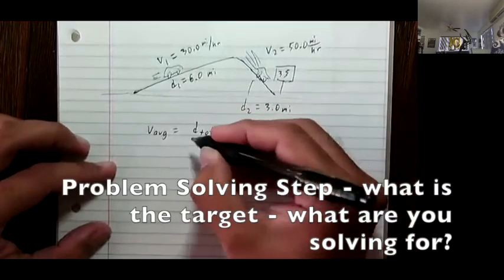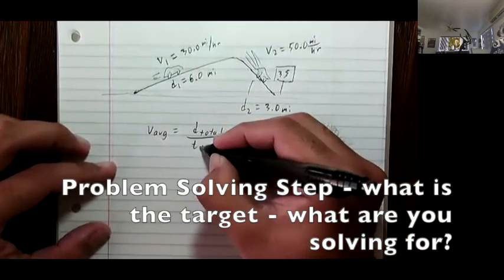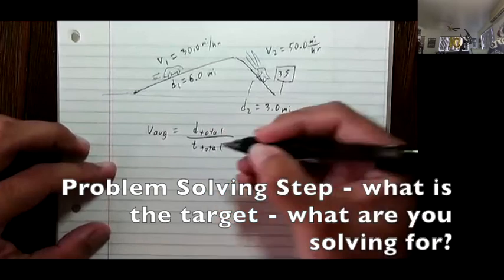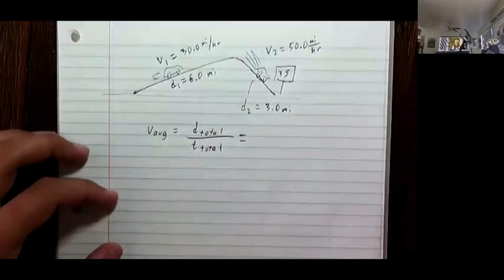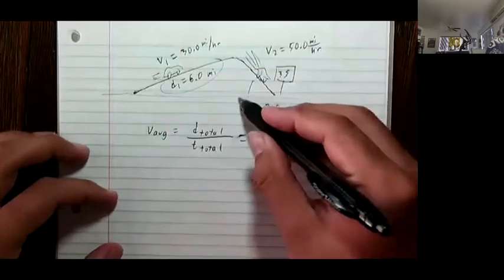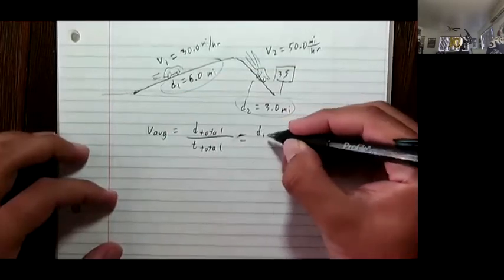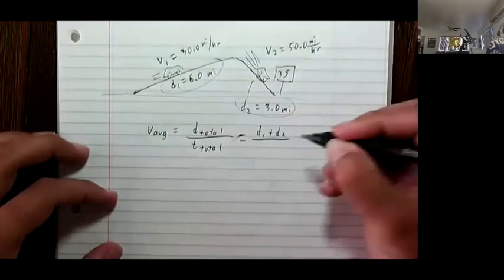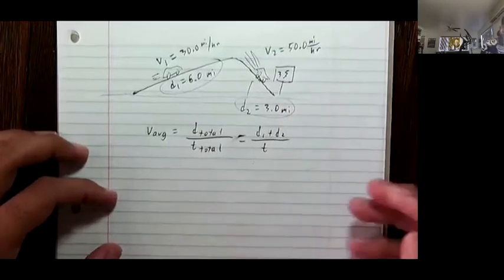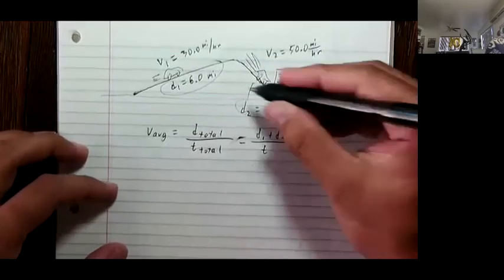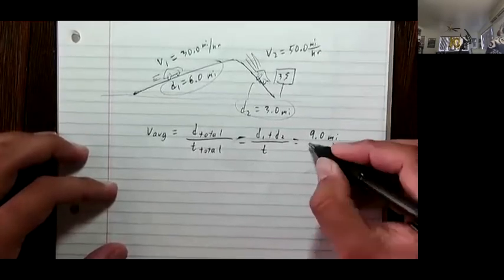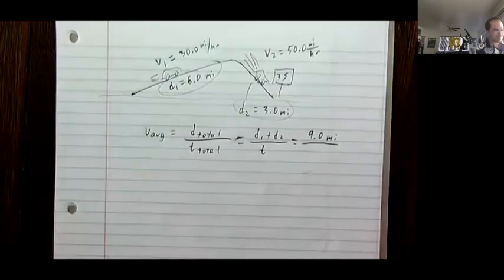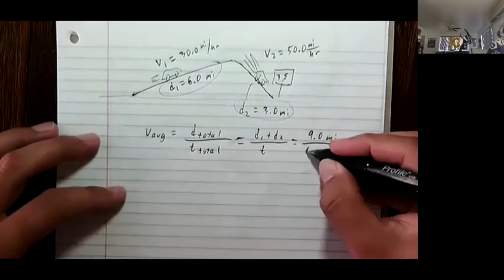Okay. And so what we're doing here is we're finding our average velocity, which is my total distance over my total time. And actually, I do have my total distance because my total distance is 6 miles up and 3 miles down. So I could say that's D1 plus D2, and T is my total time. But the bottom one is T1 plus T2.